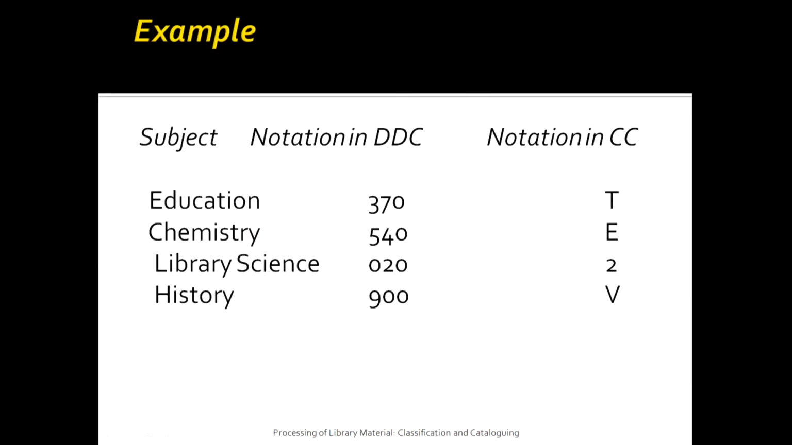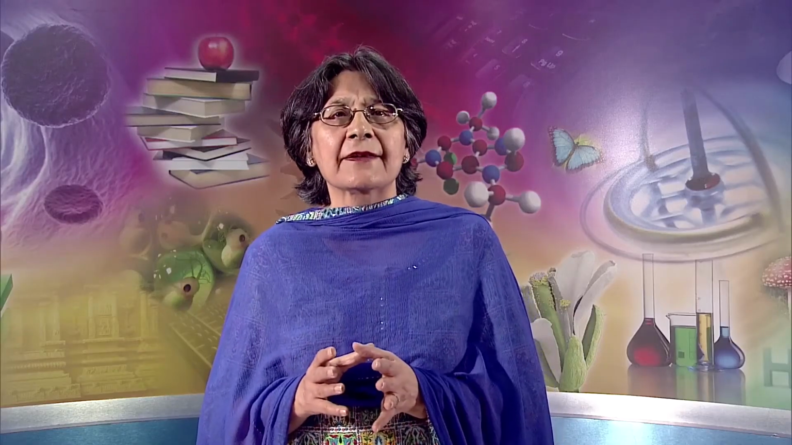Let us take a look at one example. In the subject of education, the notation in the Dewey Decimal Classification is 370, and the notation in the Colon Classification will be T. Then in chemistry, notation in Dewey Decimal Classification is 540, notation in Colon Classification is E. In the subject of library science, in Dewey Decimal Classification, notation is 020, and in CC it is 2. And lastly, in the subject of history, notation in DDC is 900, whereas notation in CC is V. So, you have seen how easy it is to write notation in any classification scheme.